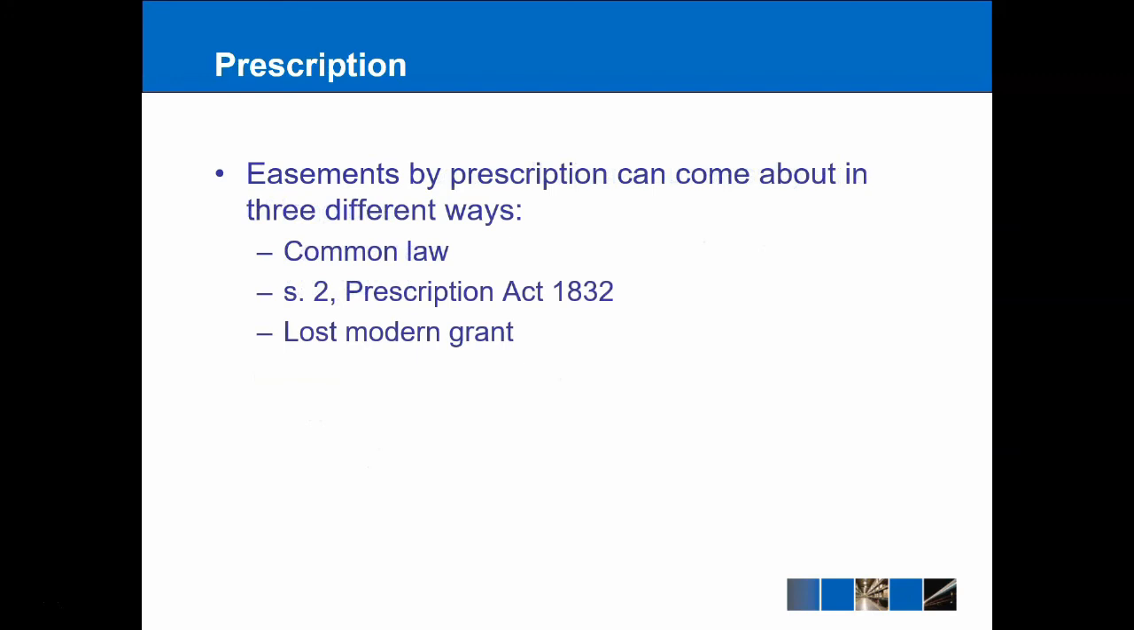Now, these easements by prescription can come about in three different ways. Firstly, we've got common law, then Section 2 of the Prescription Act 1832, and finally lost modern grant. If you're approaching this in a problem question, I would normally do them in this order. Common law is certainly very rare, and lost modern grants are a little bit more common, but it's important to go through each of them in turn. So we'll do that now and give a bit of an explainer for how each of them works.